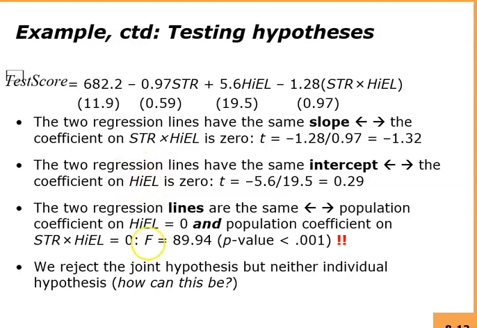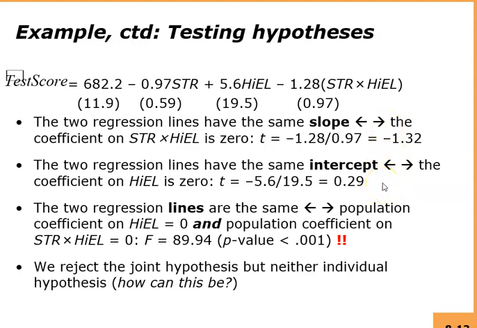is 0 or not. The t-stat that comes out from here, when we divide the coefficient by the standard error, is 0.29, and you cannot reject the null hypothesis that the coefficient on high EL is 0 at even the 10% level of significance over here. So what it simply means is that when you are looking at the individual coefficients, minus 1.28 and 5.6, both of these are not significant at the 5% level of significance.